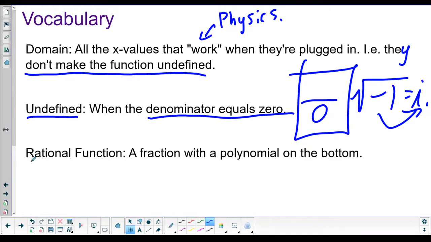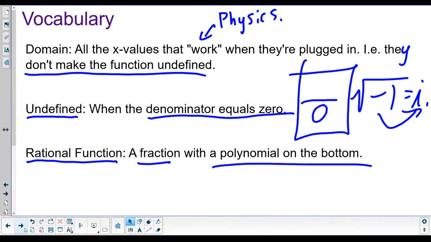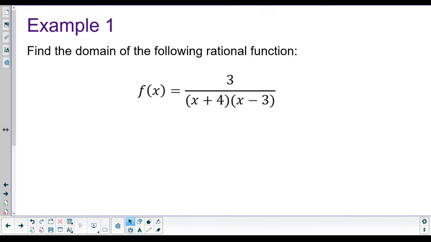All right. The last thing I'm going to say over and over and over is rational function. And that just means a fraction with a polynomial on the bottom. Good? Okay. Now that you've read all that, or at least had it read to you, maybe copied down even. I might even write it down so that in the next video, you don't have to copy it down a third time. You know? Let's look at an example of finding the domain.